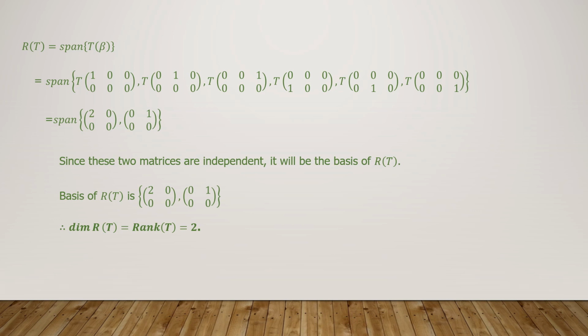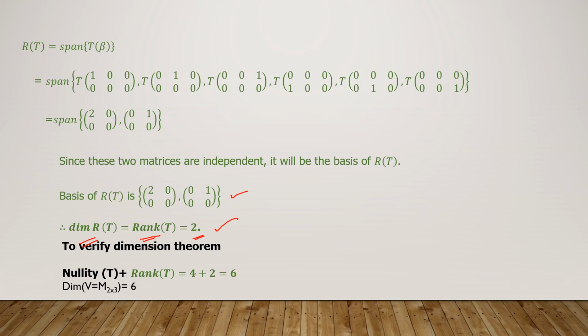So therefore the dimension of R of T is nothing but the rank. It is called rank, or rank of T is nothing but dimension of R of T. What is dimension of R of T? Number of vectors in the basis. So here it is 2 vectors, so we can say 2 is the rank of the matrix. Basis is nothing but these vectors, and this is the rank.